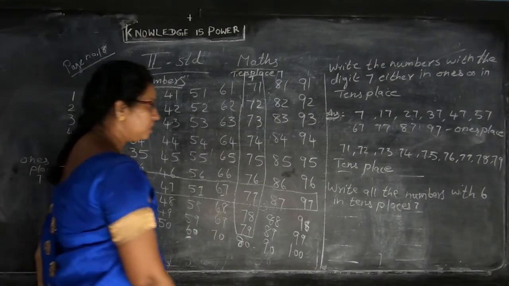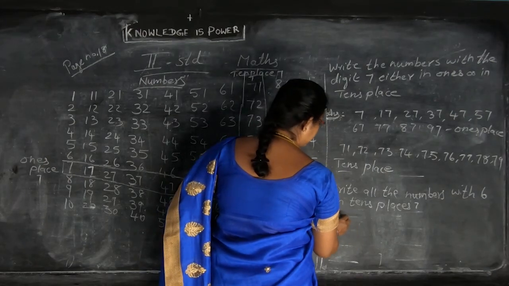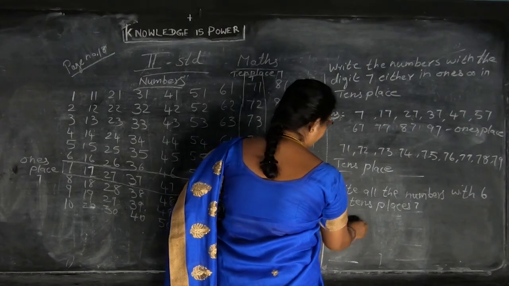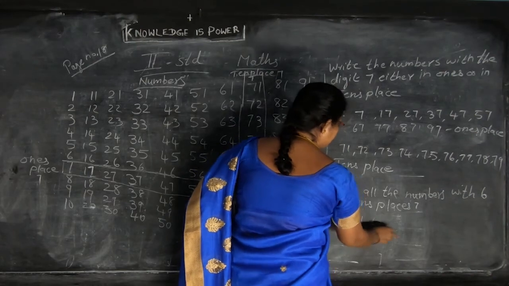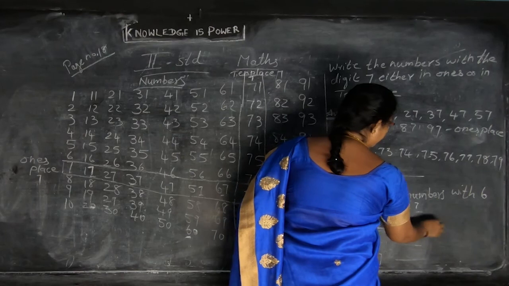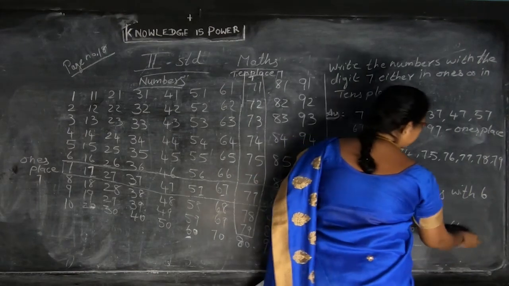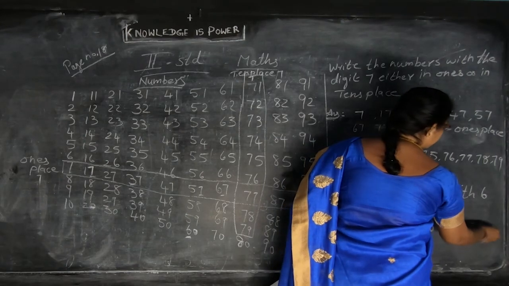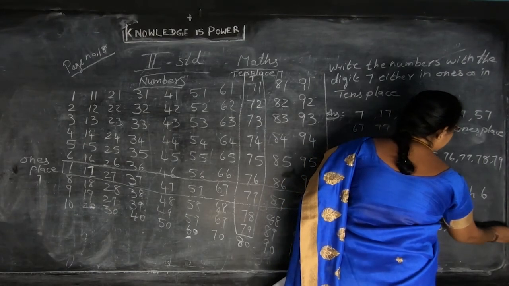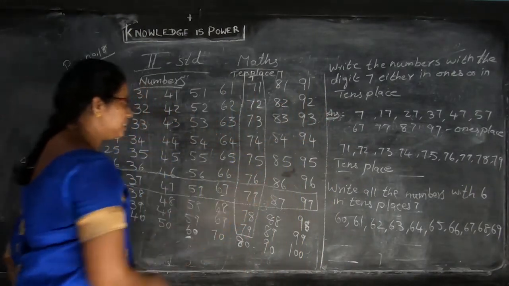Now I am going to write the numbers with 6 in tens place. 60, 61, 62, 63, 64, 65, 66, 67, 68 and 69. All these things are in tens place.